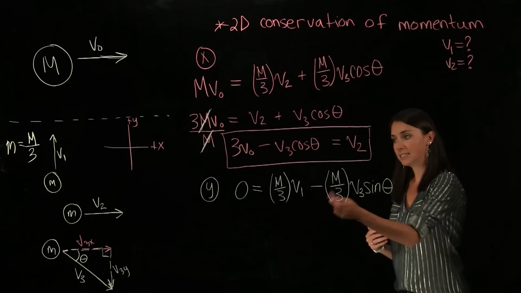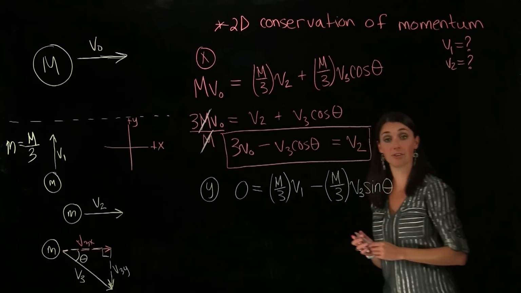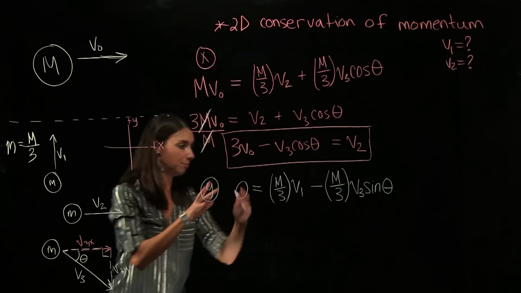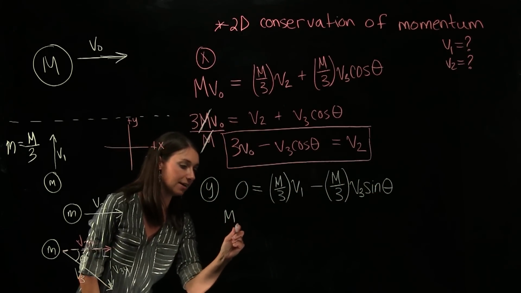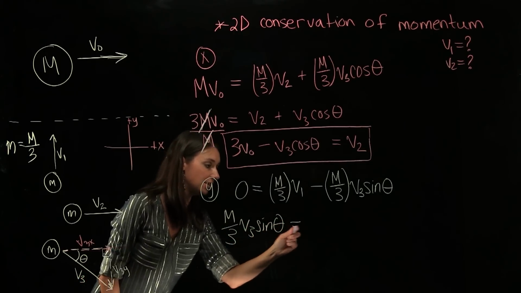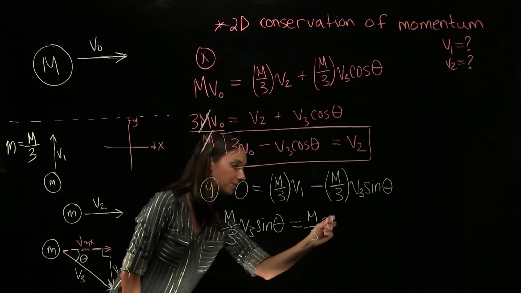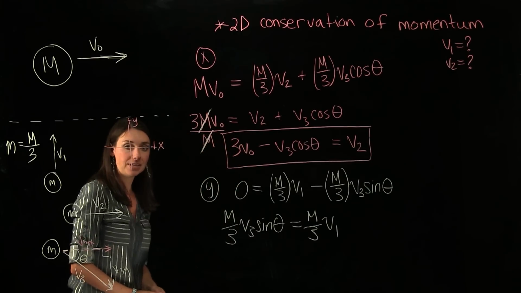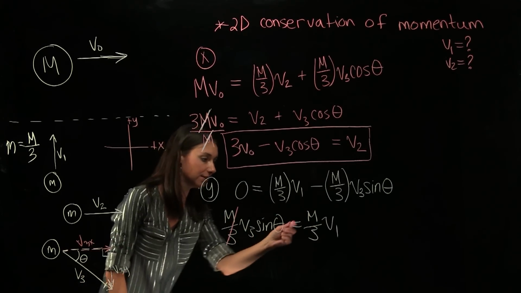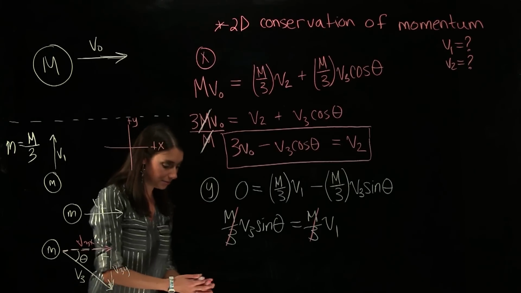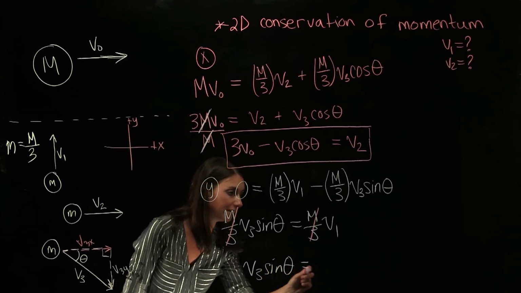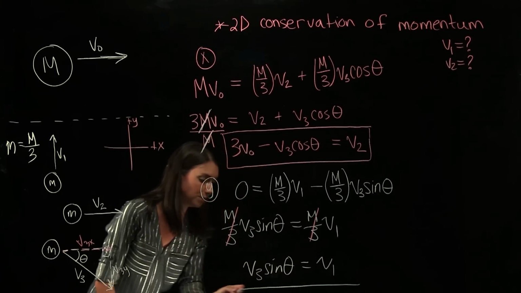Okay, so in the y direction, now we can use this one to solve for v1. It's all by itself. There's a 0 here, so I'm just going to move this negative piece to the other side. So we'd get m/3 v3 sine theta is equal to m/3 v1. And then we can see here that the m/3 is on both sides of the equation. We can cancel that out. So we're just left with v3 sine theta is equal to v1.